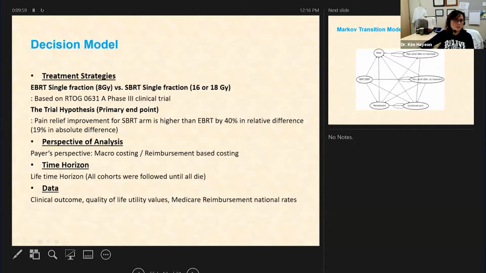The perspective was Medicare reimbursement, macro costing, the payer's perspective. Since patients' median survival was quite low, in the modeling all the cohorts were followed until all patients die. The data was clinical outcome data, of course, such as median survival, complete response rate, partial response rate, toxicity, and retreatment rate, all pulled from the literature, plus quality of life utility measures and Medicare reimbursement, as I showed in a couple of slides before.